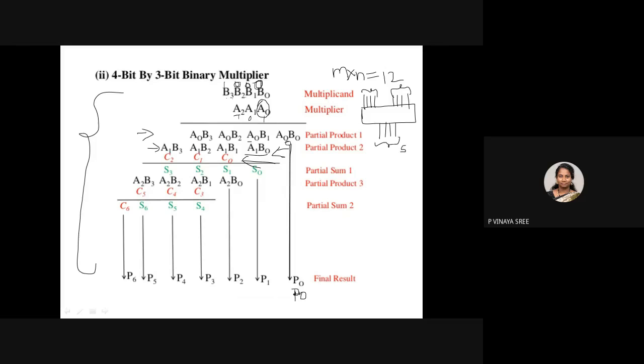Sum. The sum is S0, S1, S2, S3, and you will have a carry also, carry C4 if it starts with C0. So totally, how many bits can you consider including carry? The output of this, including carry, how many bits can you consider?